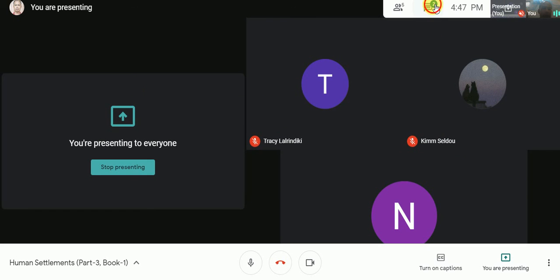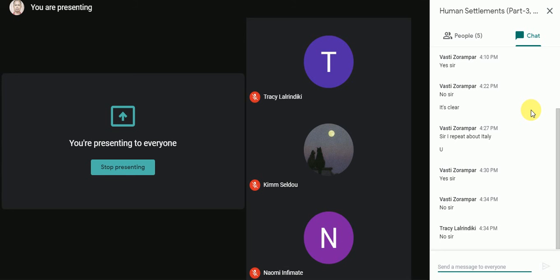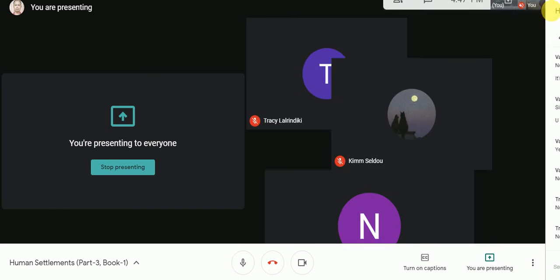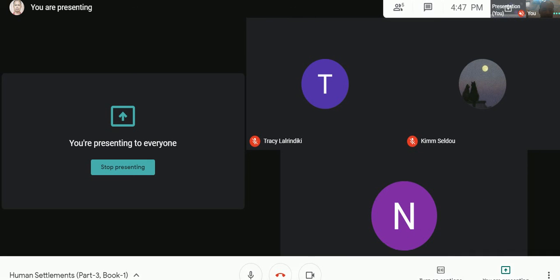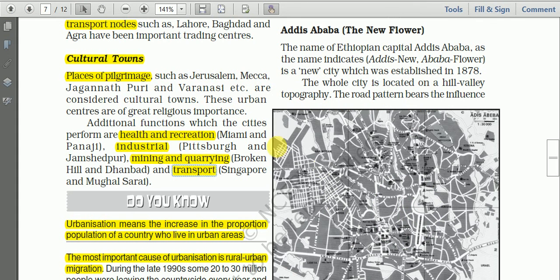Okay, up to here, any question? Any question regarding this functional classification of towns? Are you connected? Since no question is coming from you, let me proceed.